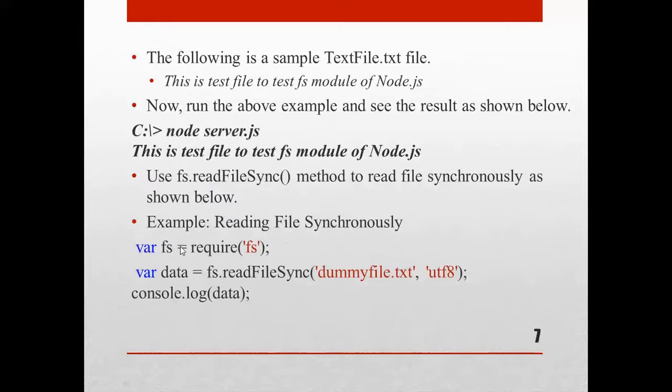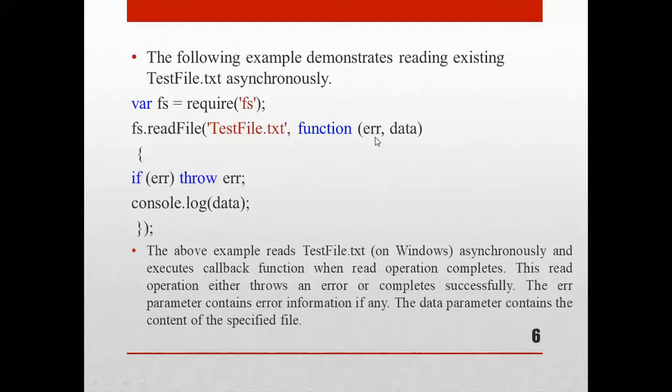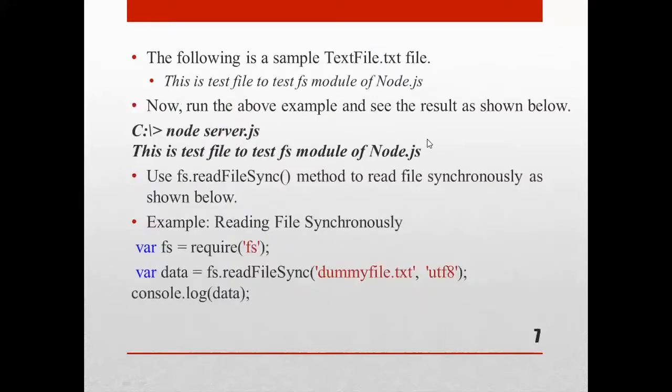Similarly, take a variable fs equal to the imported fs module using the require function. Then take another variable, data. Then use the fs.readFileSync method. Inside the brackets, pass the parameters: the file name and the encoding, that is utf-8. The default encoding is utf-8. Then print the data from that file. Previously, asynchronously, we used a callback function which returns an error if there is any error, or prints the data if it completes successfully. But synchronously, we directly pass the file name and encoding as parameters.